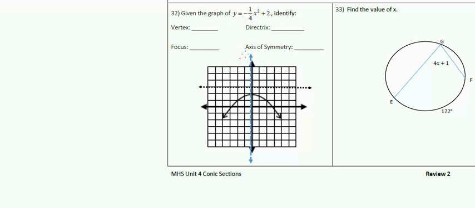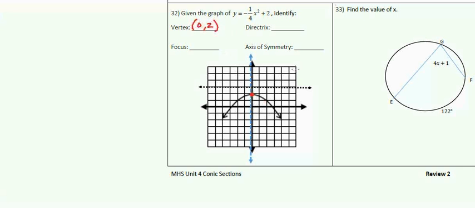And first of all, I can automatically identify the vertex. If I can see a parabola, I can just find the highest or lowest point on the parabola. So in this case, our maximum point on the parabola is right here on the graph. And we can see that the vertex here is at 0, 2. So the vertex is at 0, 2.